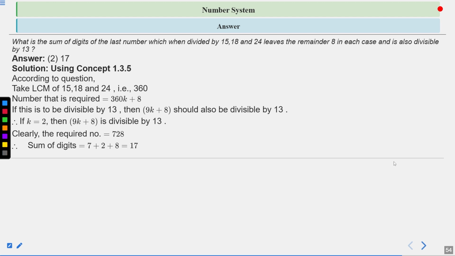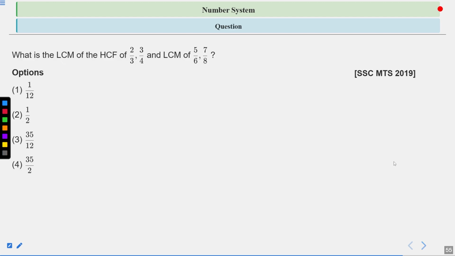Next one. What is the LCM of the HCF of 2 by 3 and 3 by 4, and the LCM of 5 by 6 and 7 by 8? This question was asked in the SSC MTS exam in 2019. There are 4 options. First one is 1 by 12, second is 1 by 2, third one is 35 by 12, fourth one is 35 by 2.